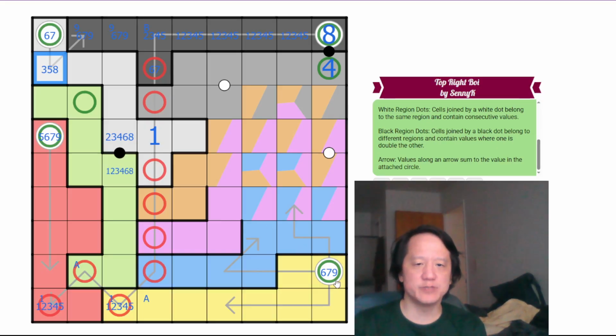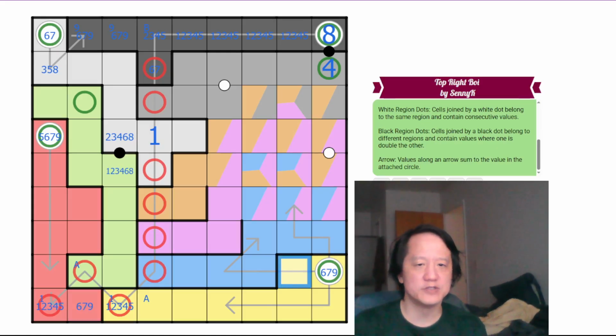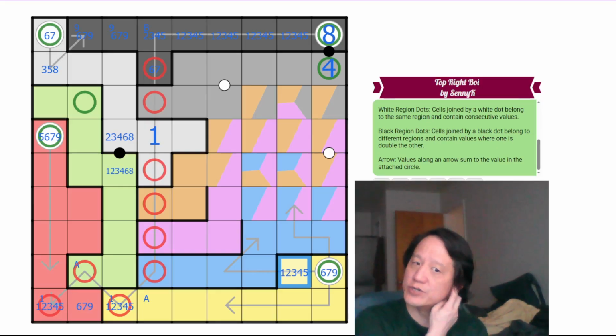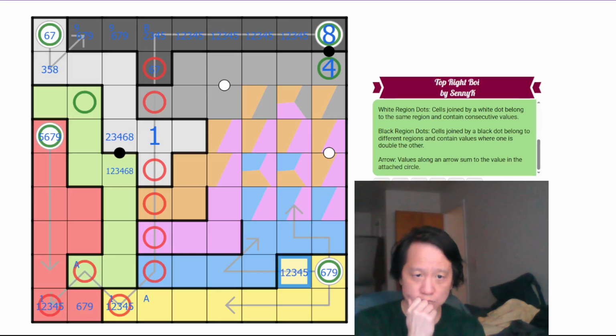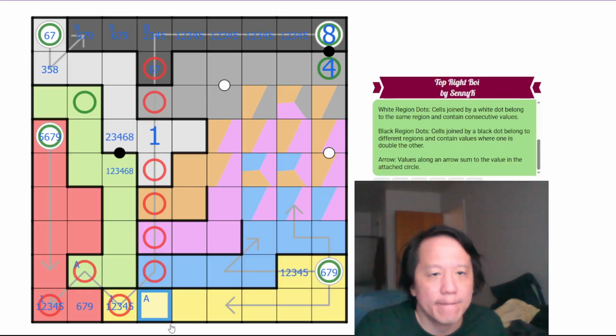Again, this is guaranteed to have a 1 in one of these two. So these two cells are the same as these two cells. Oh. Well, then this is the same as that. So this is 6, 7, or 9. This is 1 through 5 here. We're not sure which. These two are the same.